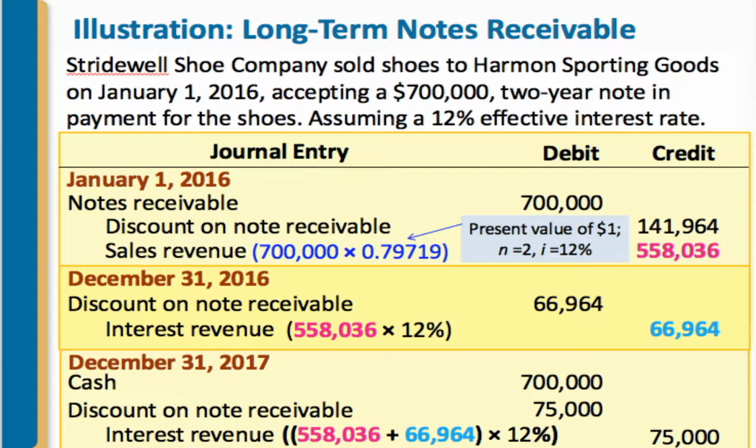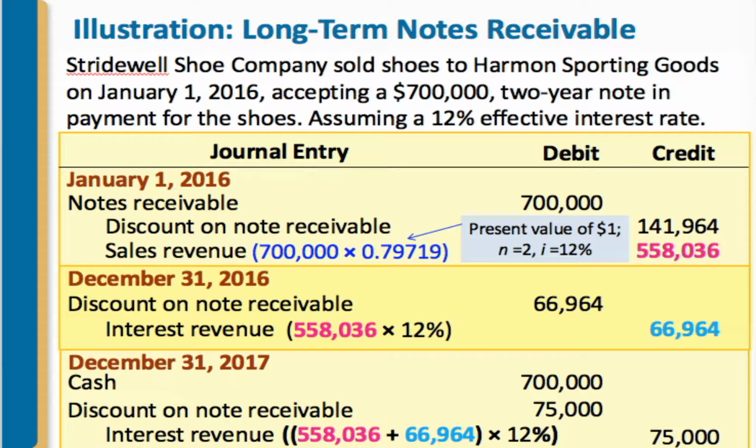First, you should notice that the sales revenue in 2016 is not recorded for the full $700,000. Instead, sales revenue is calculated as the present value of $700,000 to be received in 2 years, which ends up being $558,036. The net amount of the note receivable equals its present value, which is the note receivable of $700,000 less the discount on the note receivable of $141,964.